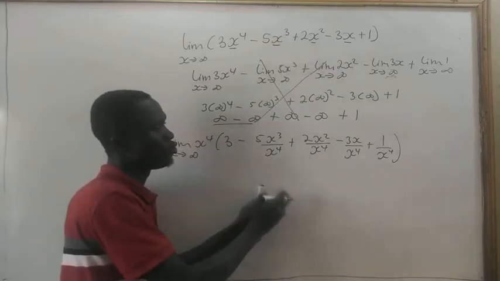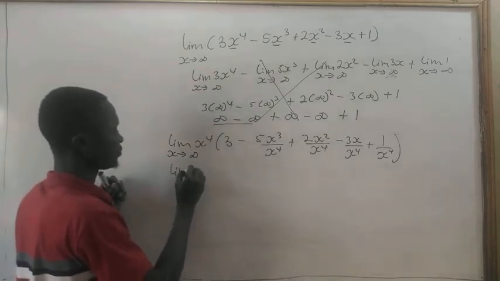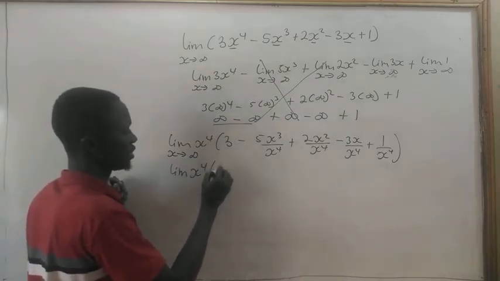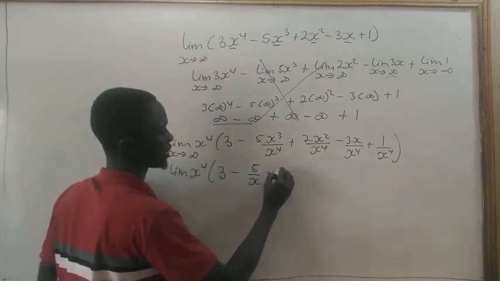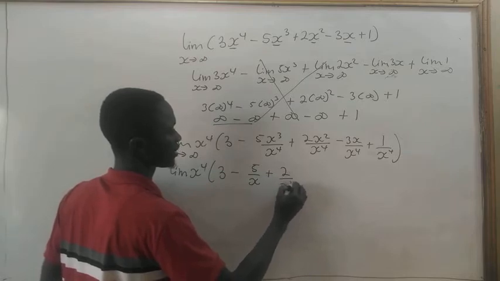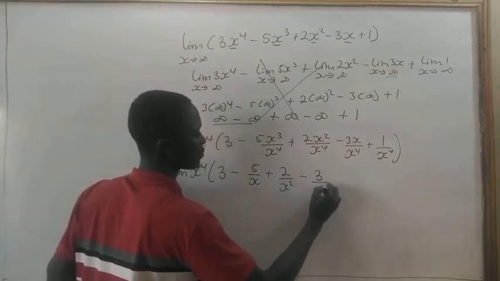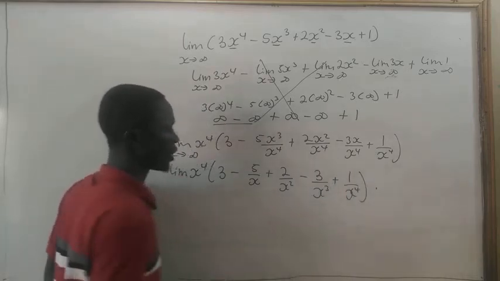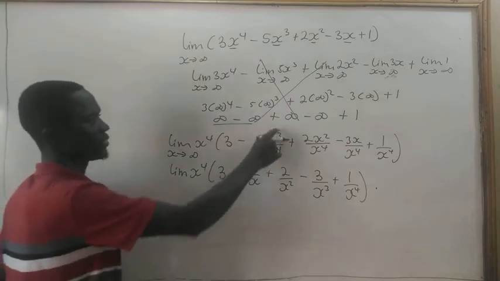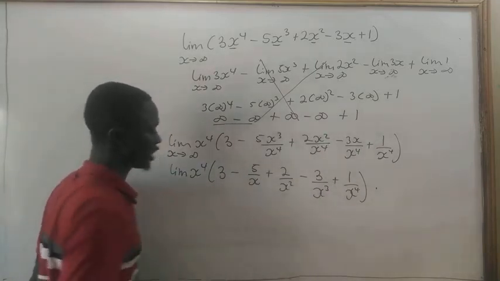Now let us reduce those that are reducible. So we are going to have the limit of x to the power 4 times 3 minus 5 divided by x plus 2 divided by x squared minus 3 divided by x cubed plus 1 divided by x to the power 4. So x cubed will go here, x squared will go here, x will go here, and we have x to the power 4.